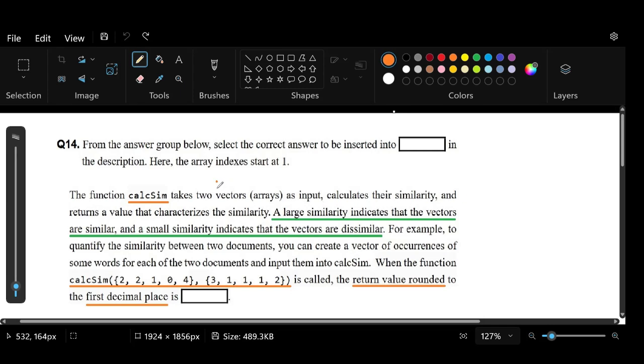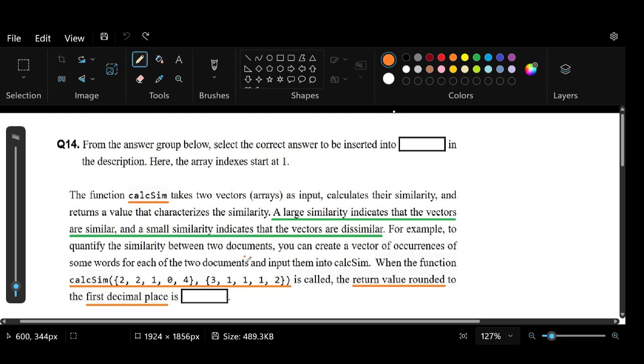Question number 14 of the PhilNITS FE afternoon portion of the exam. In this question, we are given a function called calcsim that takes two vectors, which are arrays, as input, calculates their similarity, and returns a value that characterizes the similarity. A large similarity indicates that the vectors are similar, and a small similarity indicates that the vectors are dissimilar.